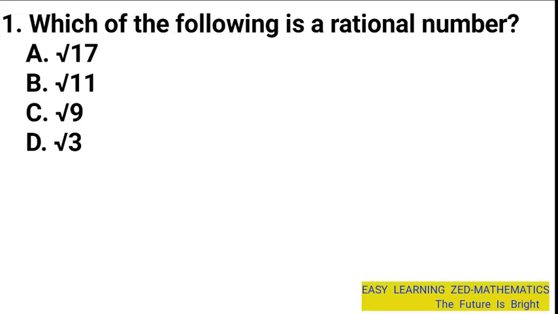Question 1 was, which of the following is a rational number? A rational number is a number that can be written as a fraction. In this question, the correct answer was C, square root of 9. Okay, that was the answer, C.